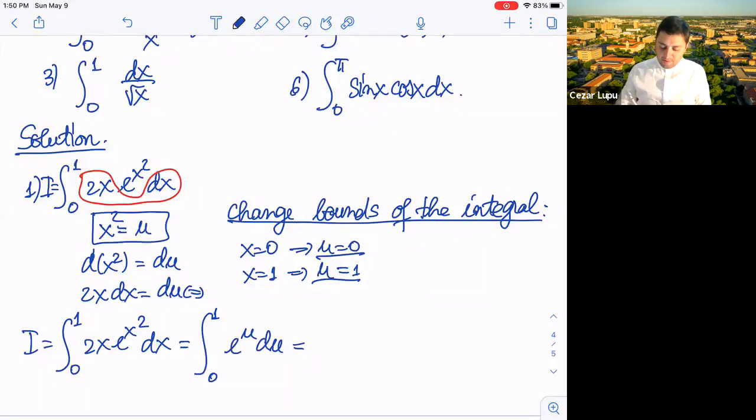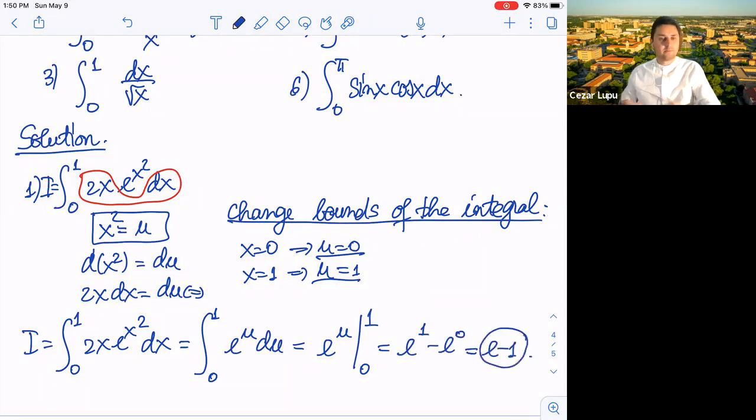So the antiderivative of e to the power u, as you already know, is the same as when you take the derivative: the antiderivative is e to the power u from 0 to 1. And by using the fundamental theorem of calculus, this would be e to the power 1 minus e to the power 0, which is e minus 1. And that's the final answer, right?